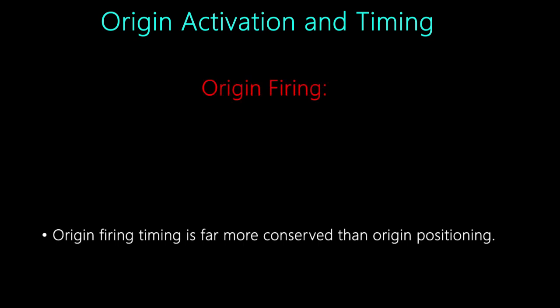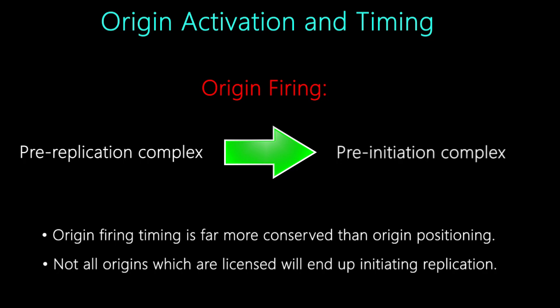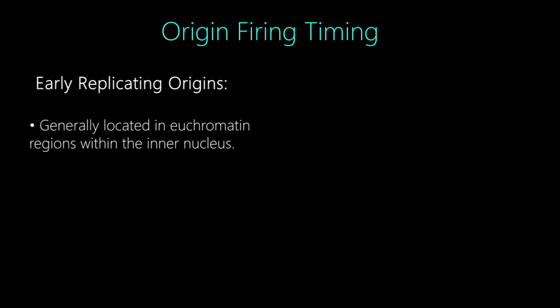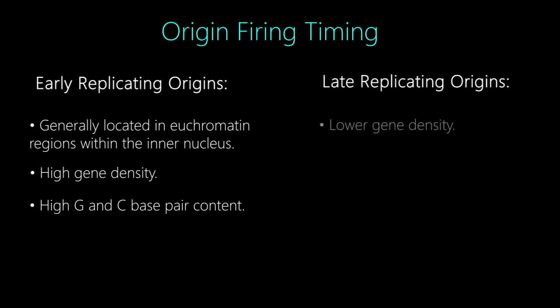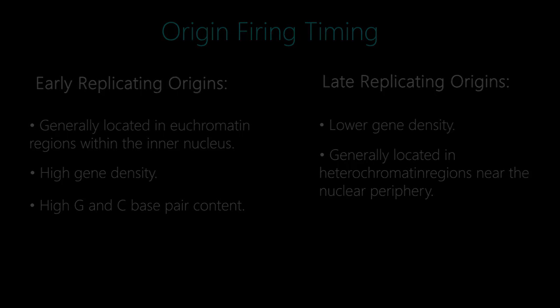Origin firing occurs by the maturation of licensed origins from the pre-replication complex to the pre-initiation complex. Not all origins which are licensed will end up initiating replication. Generally, early replicating domains are euchromatin regions located in the inner nucleus. They are characterized by high gene density and high G and C base pair content. Conversely, late replicating origins are characterized by fewer genes and are generally packaged in heterochromatin near the nuclear periphery.